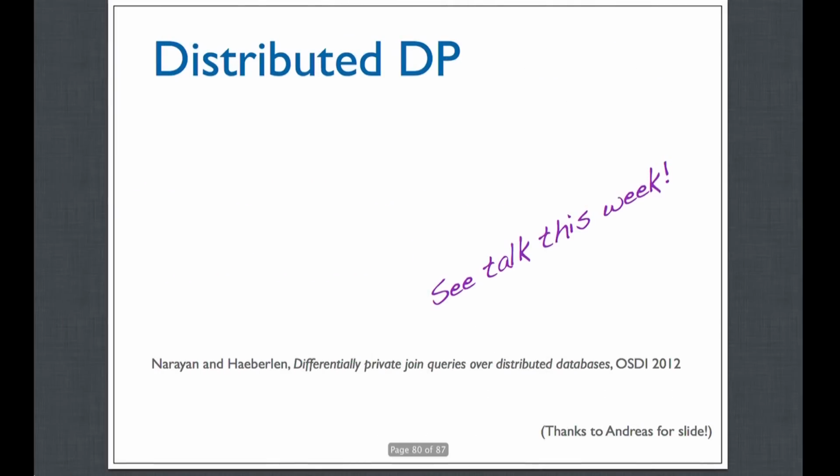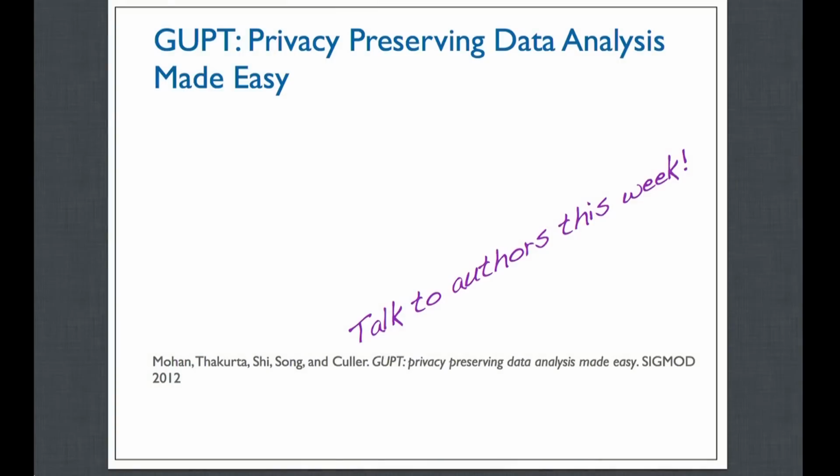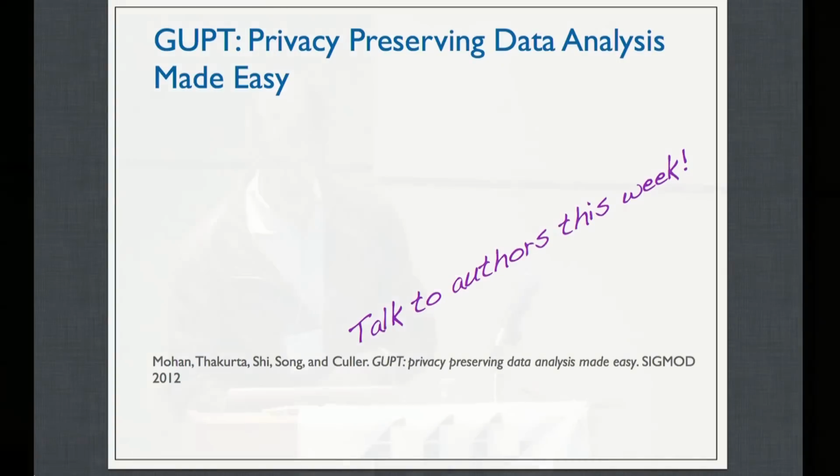One other thing that we're going to hear about at the end of the week is differential privacy in a distributed setting where the database itself is spread across multiple sites whose owners don't trust each other. Okay, and then this is the last one. Gupt, another kind of whole system approach to differential privacy, which I will let you talk to its authors about.